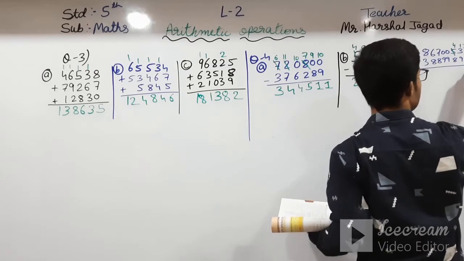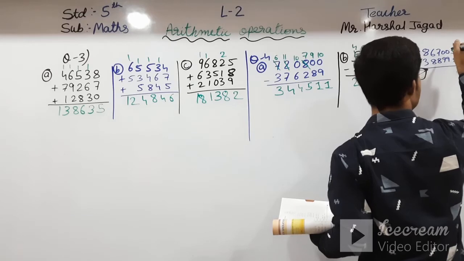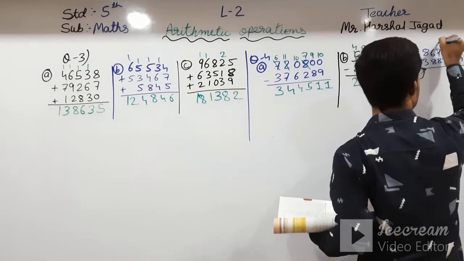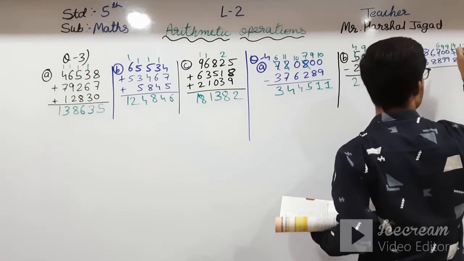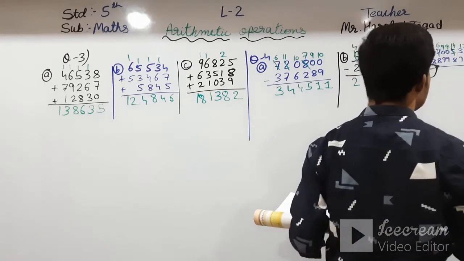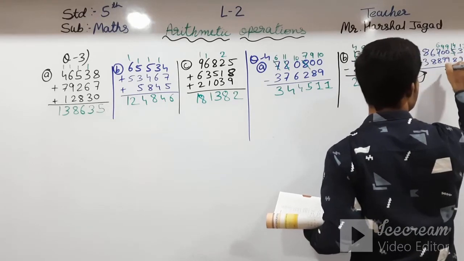13 minus 9, that is 4. 4 minus 8 not happen. Here 0 is there. Here also 0 is there. Then here we will take 6. Here will be 9. Here will be 9. Here will be 14. So 14 minus 8, that is 6. 9 minus 9, 0. 9 minus 9, 0.